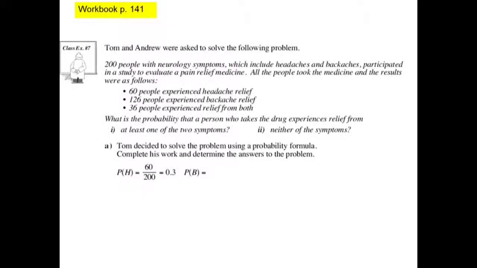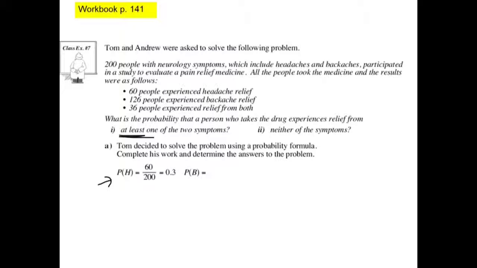Solve the following problem. So 200 people with neurology symptoms, which include headaches and backaches, participated in a study to evaluate pain relief medicine. All the people took the medicine, and the results were as follows. 60 people experienced headache relief, 126 people experienced backache relief, and 36 people experienced relief from both. So what is the probability that the person who takes the drug experiences relief from at least one of the two symptoms? There's going to be a few people who do experience relief from both when we're calculating that out. Well, Tom started the problem.